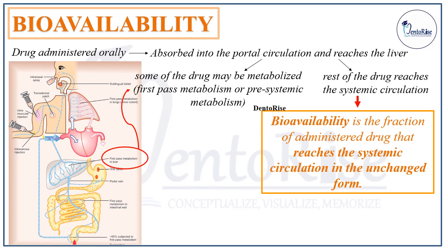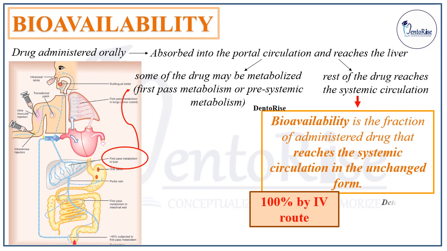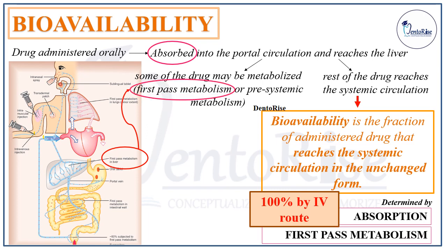It is to be noted that bioavailability is 100% by the intravenous route. That means the drugs given via the intravenous route do not undergo first pass metabolism or get metabolized in the liver. Thus, 100% of the amount of drug is available to show its effects. Bioavailability is determined by two factors. First, how much drug is absorbed into the portal circulation, that is absorption of the drug, and number two, the first pass metabolism, that means how much drug gets metabolized within the liver.